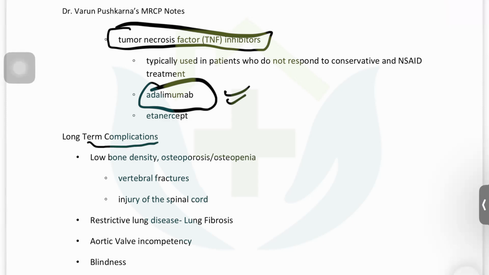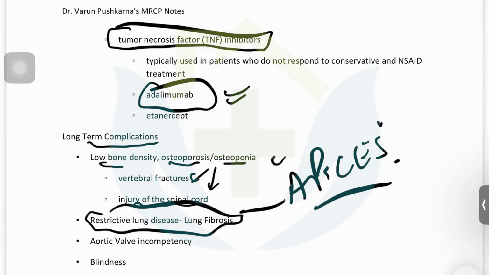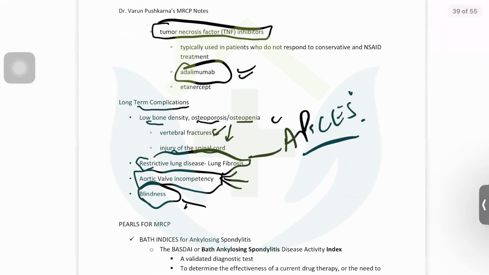Long-term complications, like any other arthritis, and in people who have been on non-steroidals and sometimes on steroids, are low bone density, osteoporosis, osteopenia leading to vertebral fractures, and sometimes injury to the spinal cord. Restrictive lung disease, lung fibrosis. Remember, it is the apices which are involved. So apical lung fibrosis can be hinting towards it. Aortic valve regurgitation is a complication, and many times people die of it. Blindness due to recurrent uveitis can lead to this.